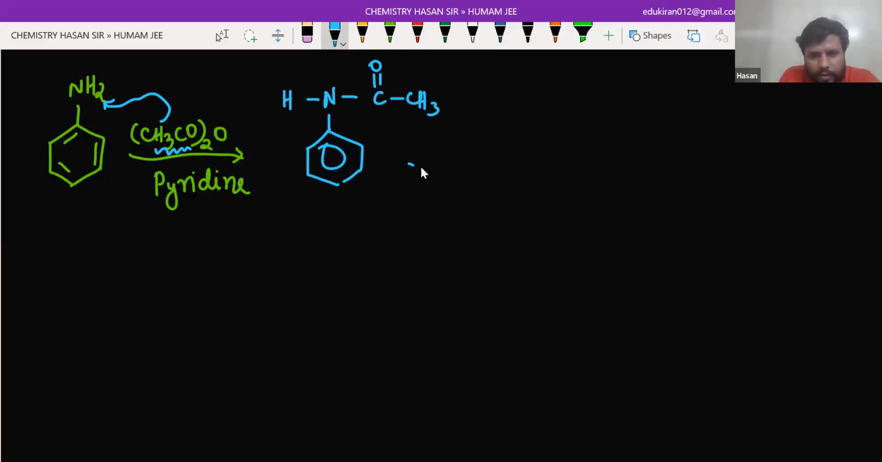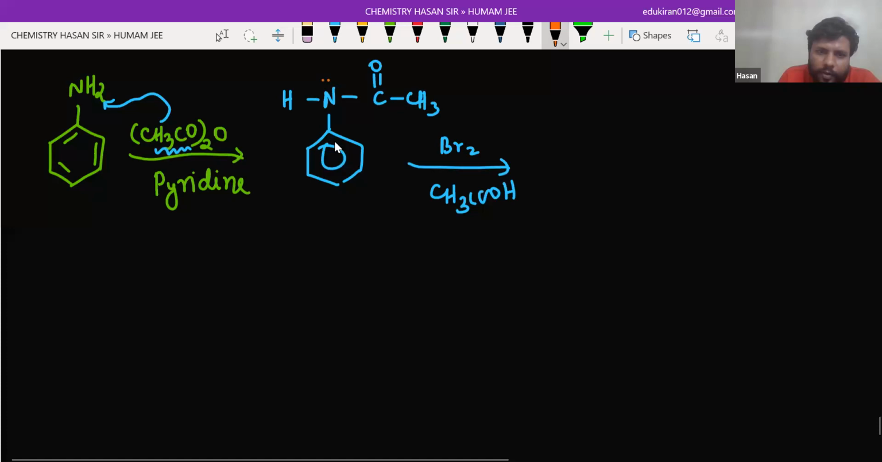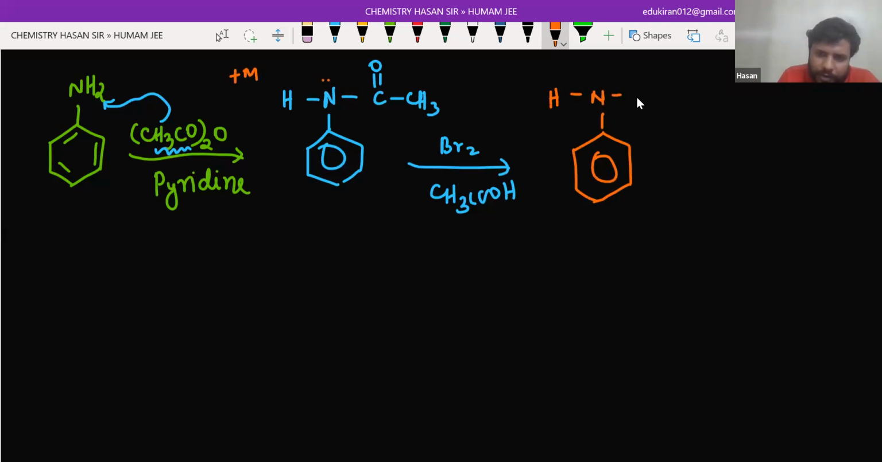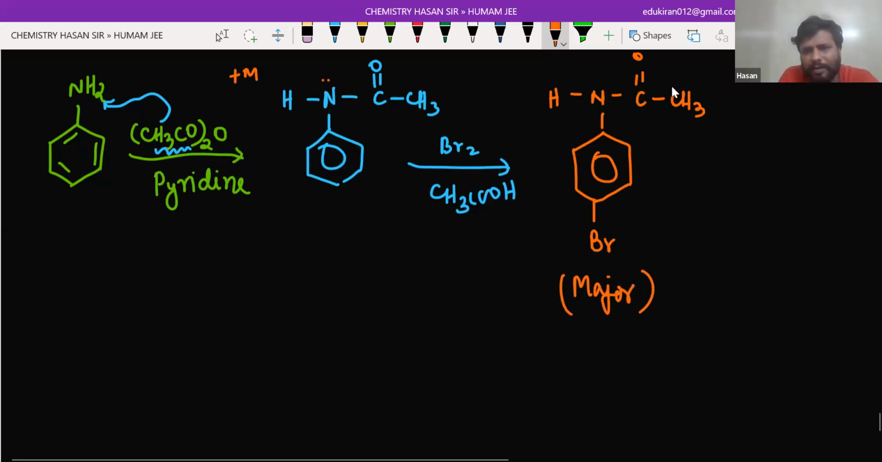Okay. After this, you are going to use Br2 in the presence of CH3COOH. As you know, this has a lone pair which is plus M effect, and plus M effect is ortho and para directing. So here I'm going to directly write this product. NH is there, C=O is there, and CH3 is there, and bromine will be directly attached on para, and this will be your major product. It will be attached to ortho as well, but there is a bulky group at this position, so it will be minor. Due to repulsion, it will be unstable.